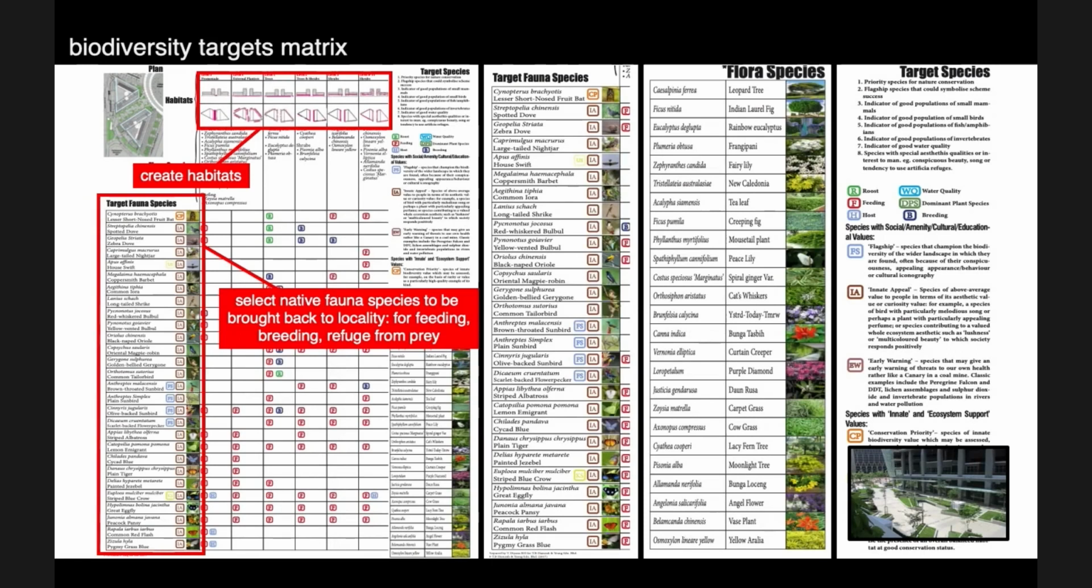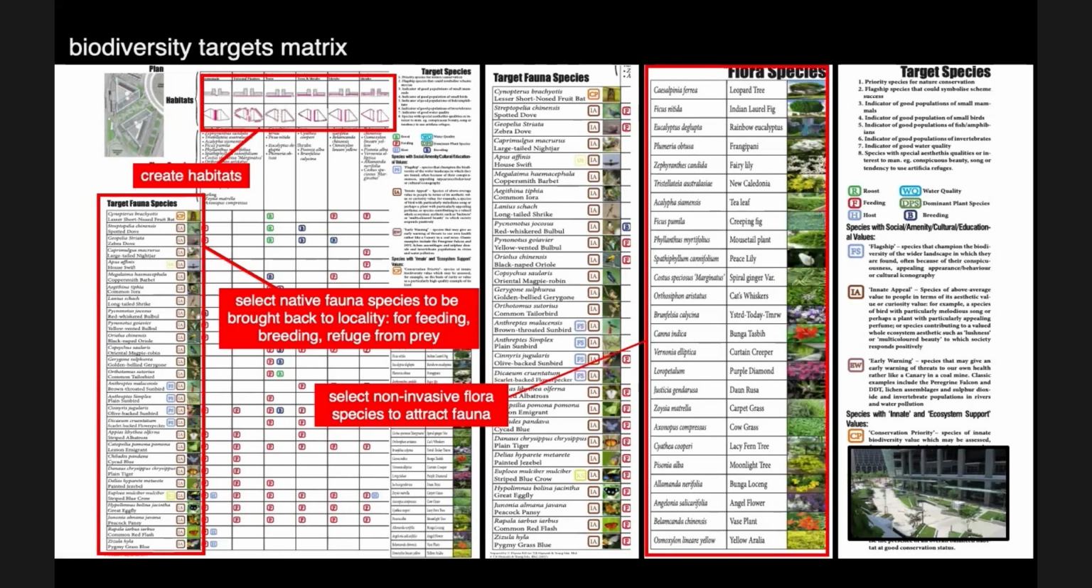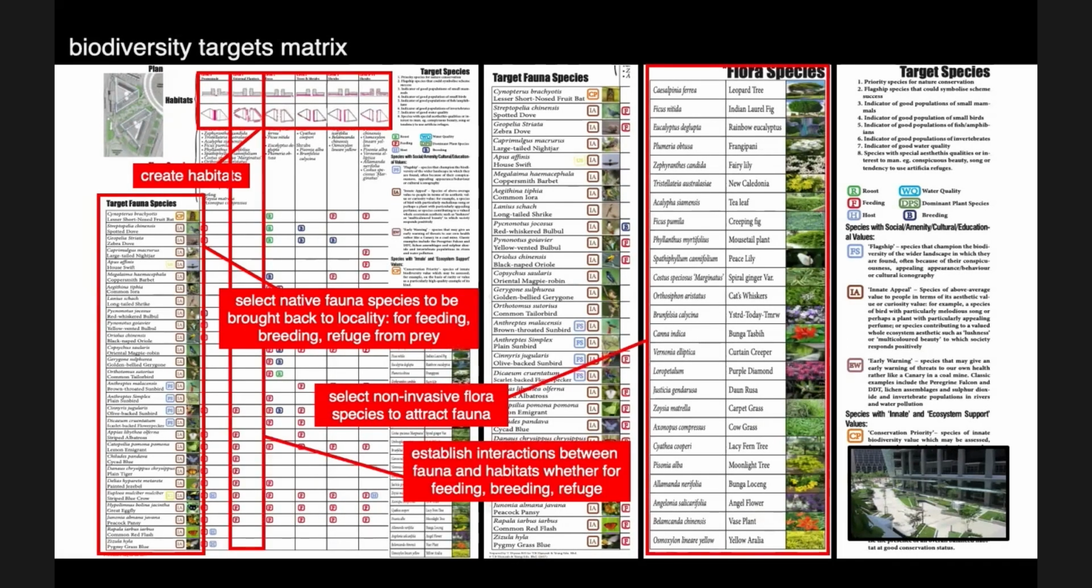And then having identified the fauna species indigenous to this locality, which are not hazardous to human beings, we try and identify floral species that will attract the fauna species. And then from there, we look into the interaction between the fauna and floral species with the habitats. So you can see that square, rectangle. And then from this, we use this as a basis for designing the landscape aspects and the habitats of the project.